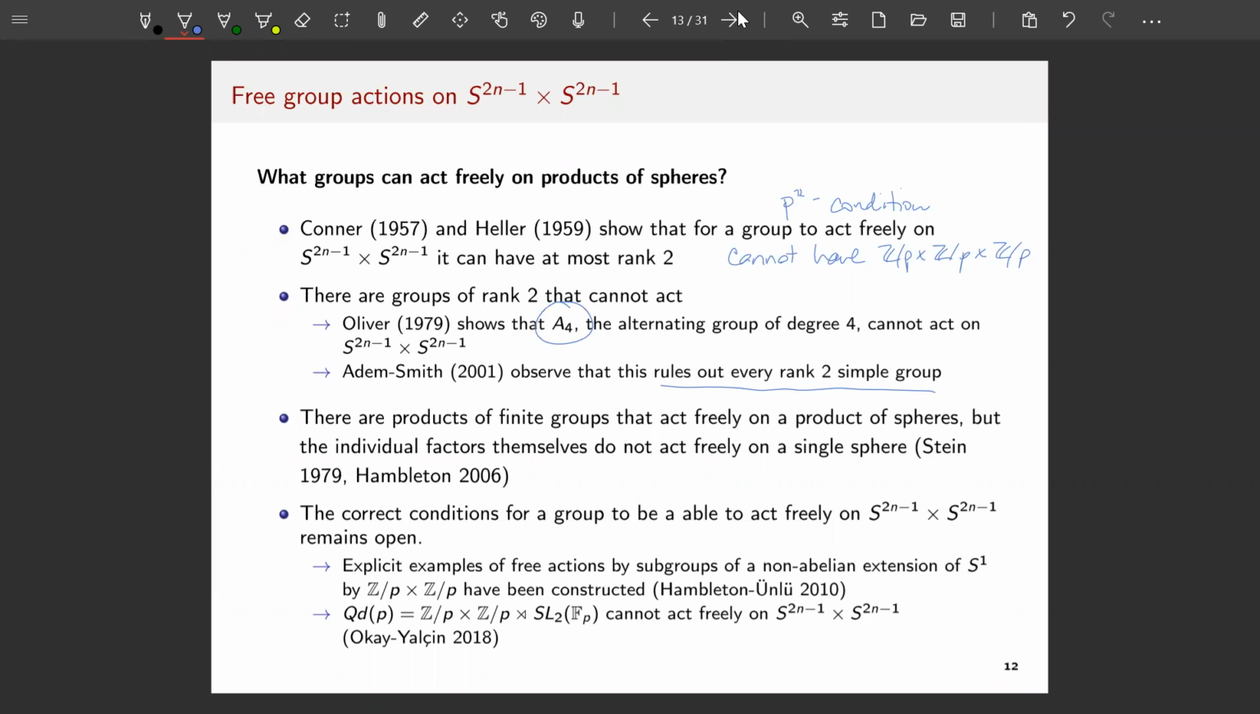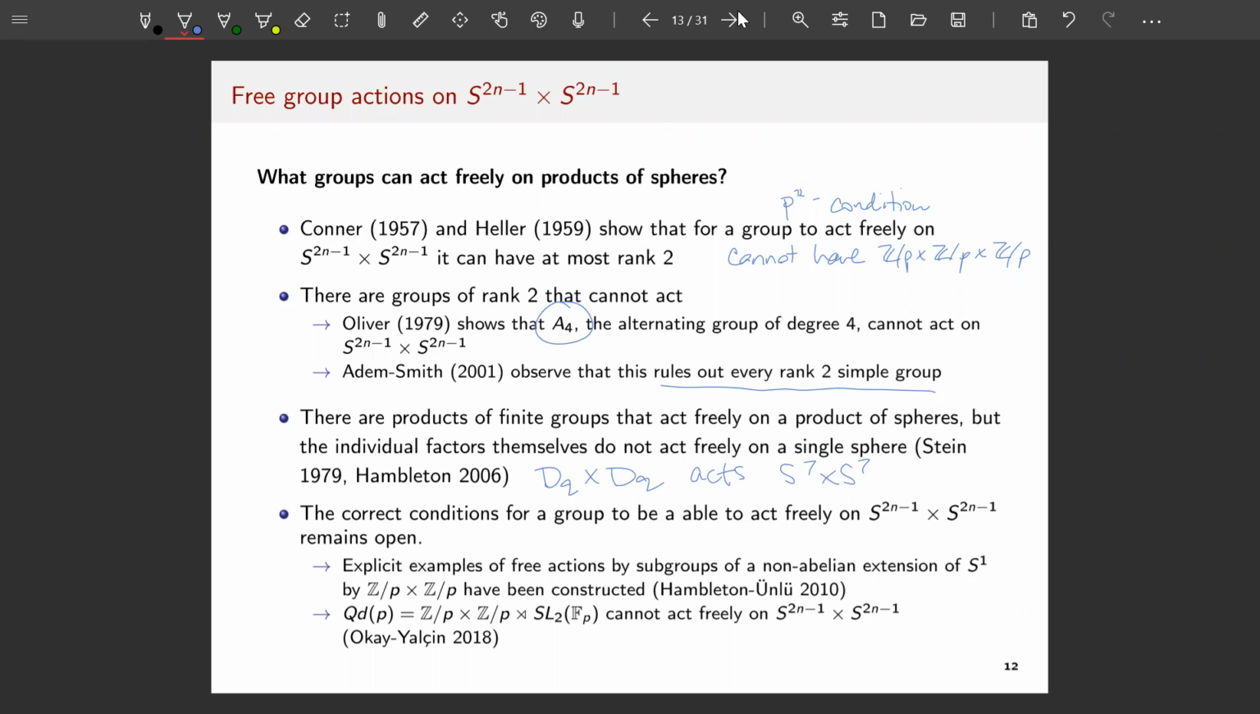For example, if D_q is the dihedral group of order 2q, you can show that D_q cross D_q can act on, say, S^7 cross S^7. But we know from the 2p conditions that D_q can't act on S^7. So we have some strange things going on. And we know that there isn't an equivalent condition like the 2p condition in this case. So something else is going on. The correct conditions are not quite known.